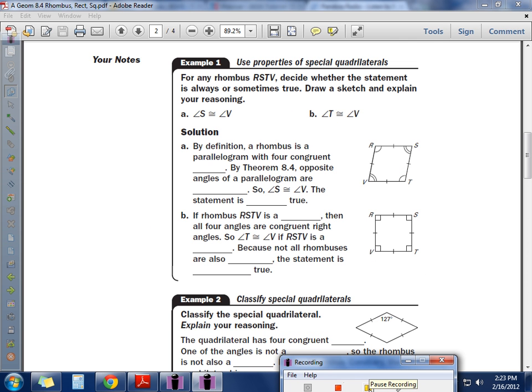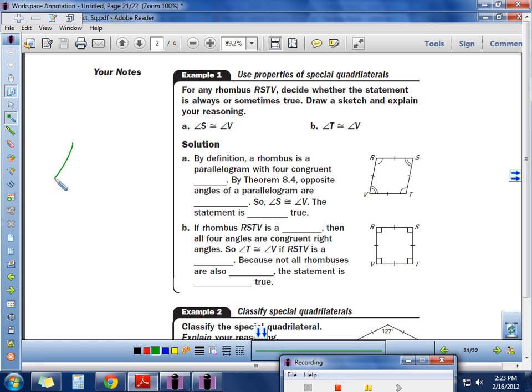Example 1 says, for any rhombus RSTV, decide whether the statement is always or sometimes true. Draw a sketch and explain. Well, to kind of help you out, they draw sketches for you. But be careful. Whenever you're sketching, make sure that you are labeling correctly. That's kind of like a rhombus. I stretched it out a little too far.